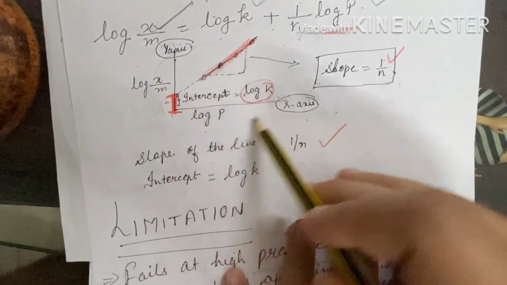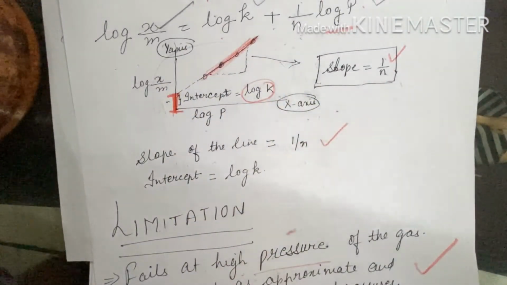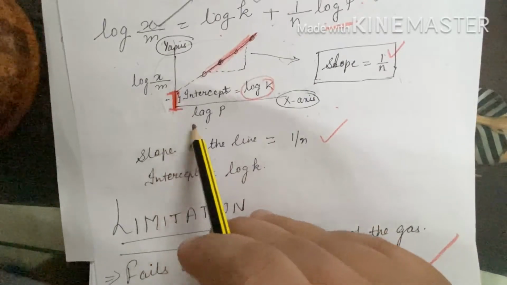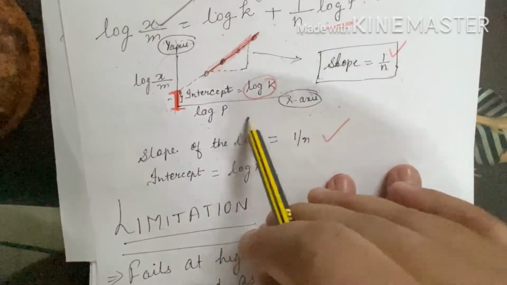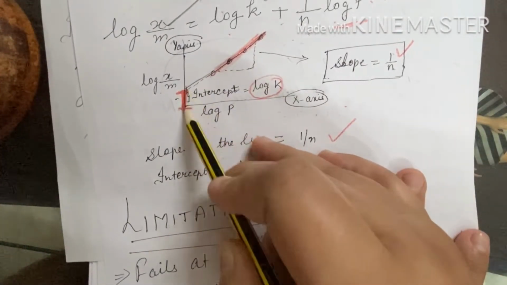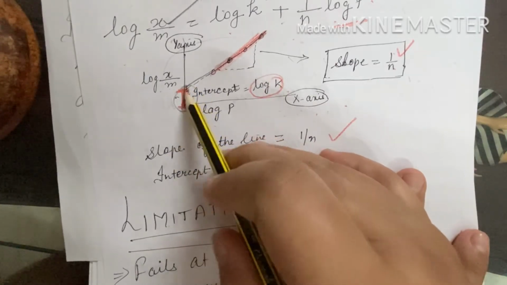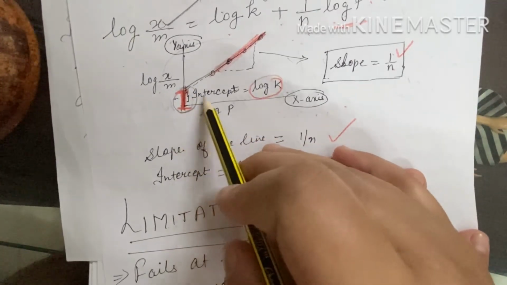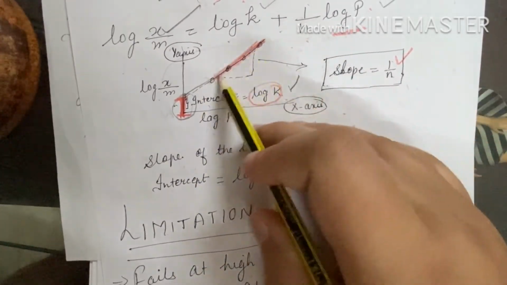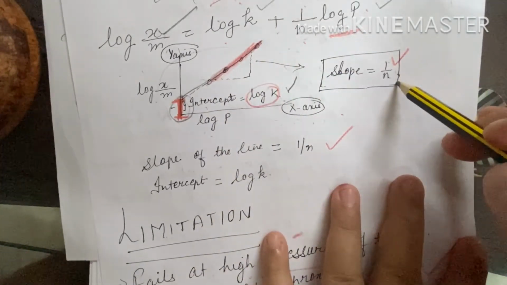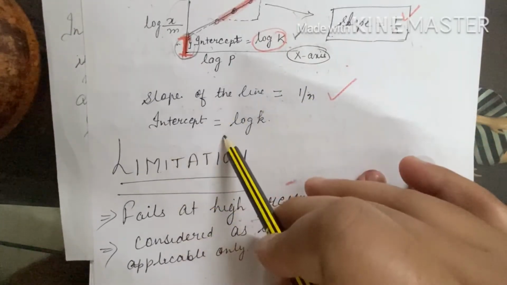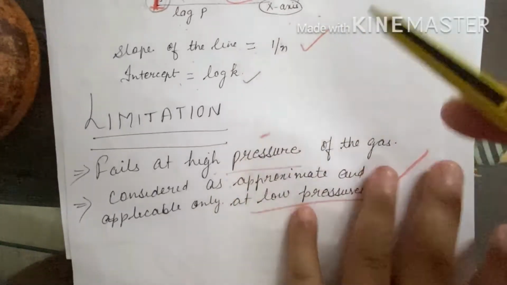So in this way, we'll get the graph. Here the graph is between log x upon m on the y axis and log p on the x axis. So we'll get this straight line, and this region which I have colored red shows the intercept. This intercept shows the value of log k, and the slope gives you the value of 1 upon n. So the slope of the line gives you 1 upon n, and the intercept will give you the value of log k.